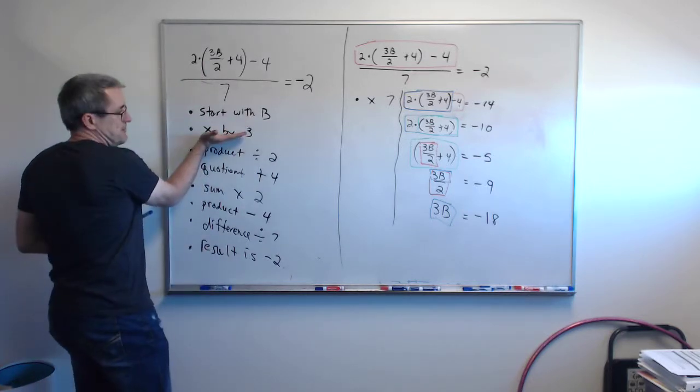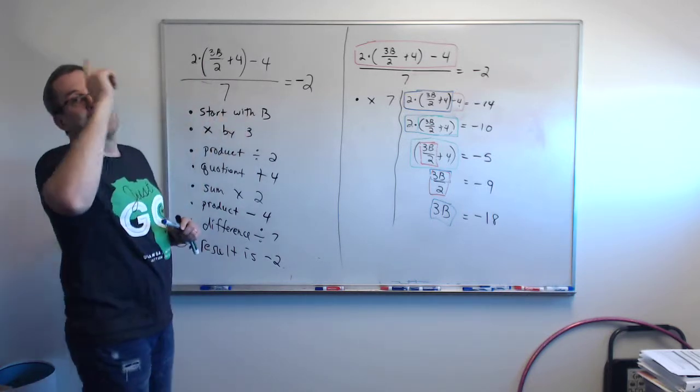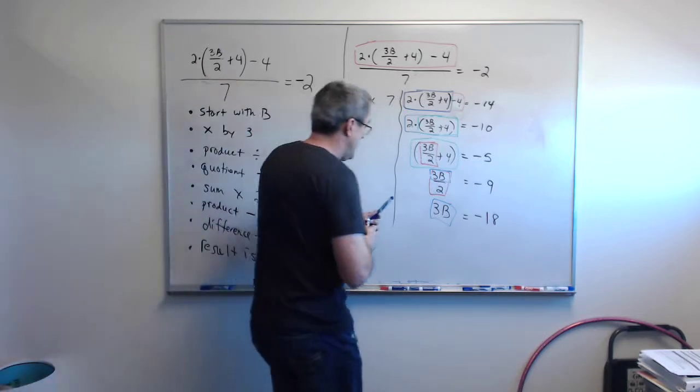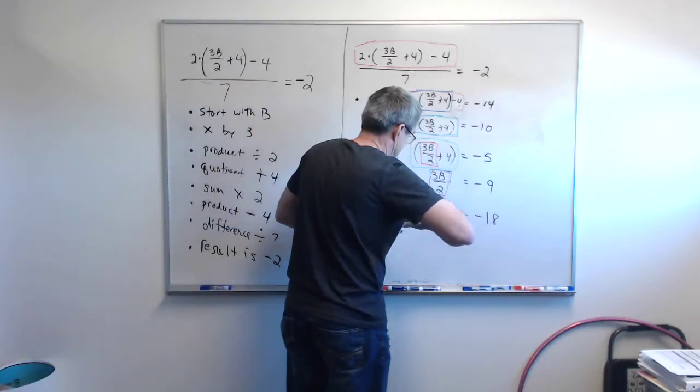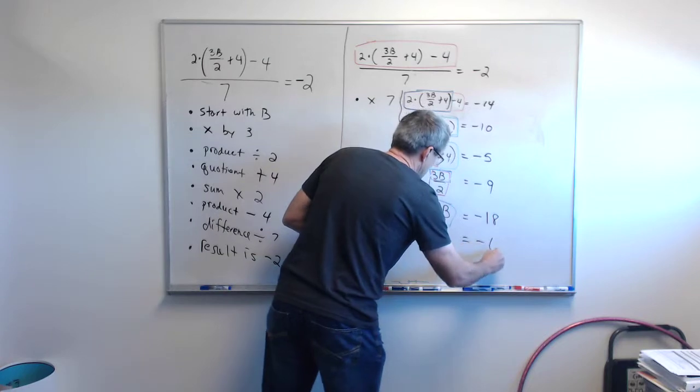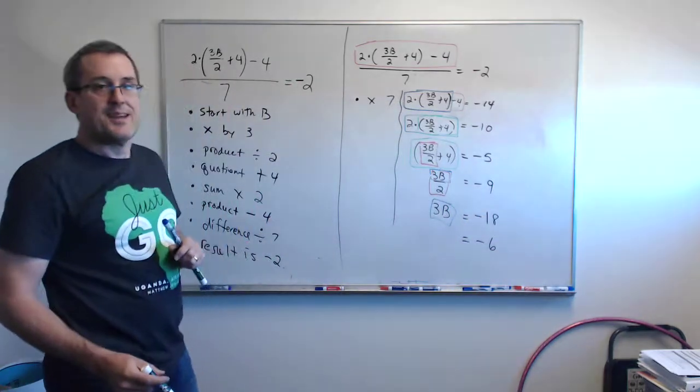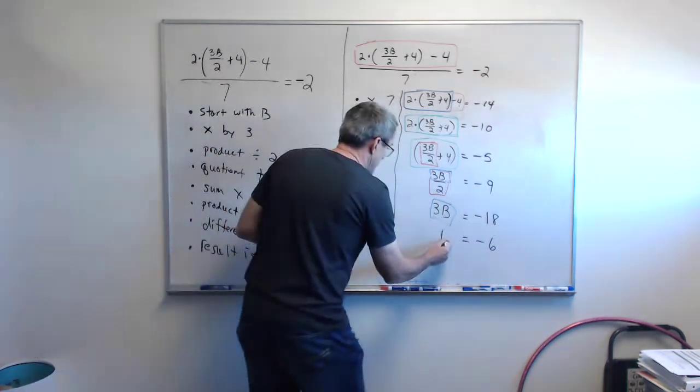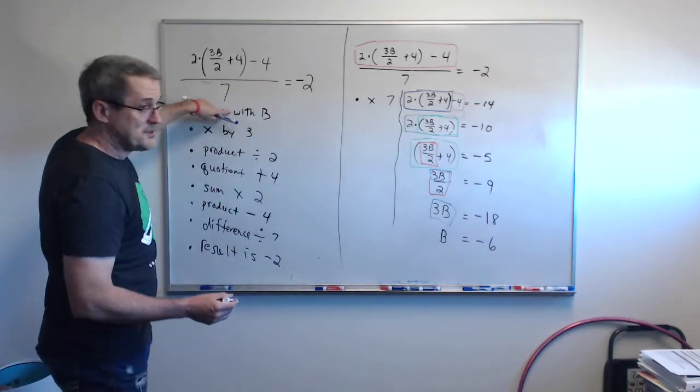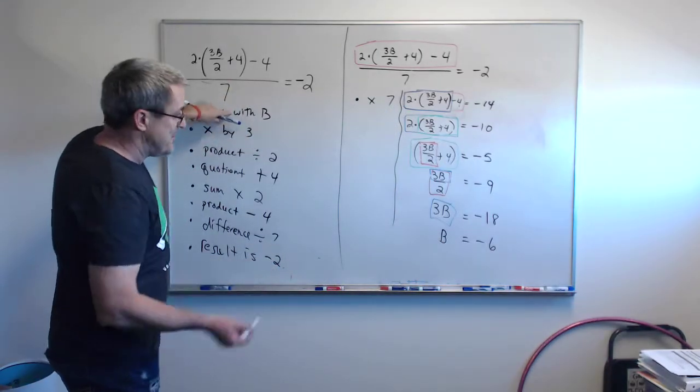Finally, multiply by 3, so now we're going to divide by 3. So if we divide by 3, negative 18 divided by 3 is negative 6. And if we divide by 3, we should get right back to start with b. b is negative 6.